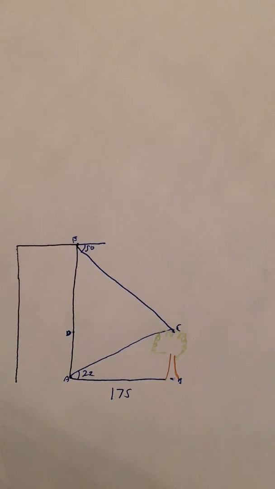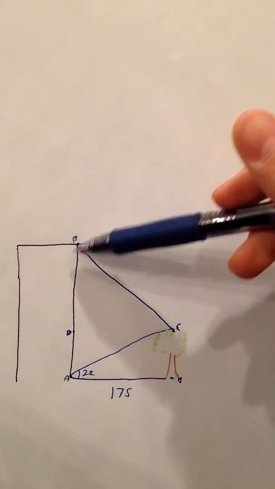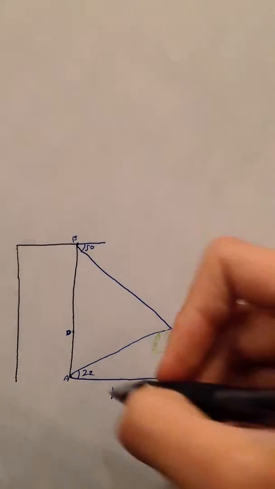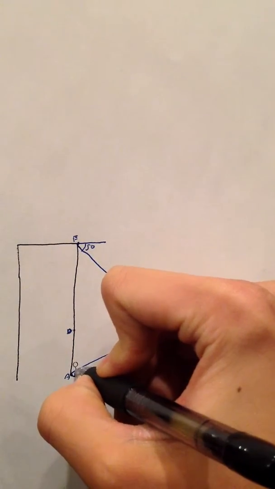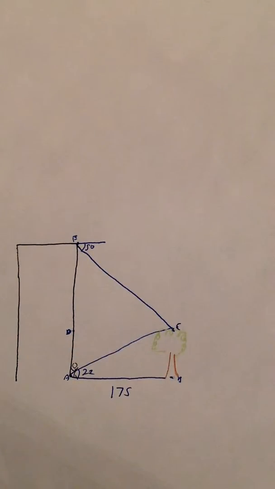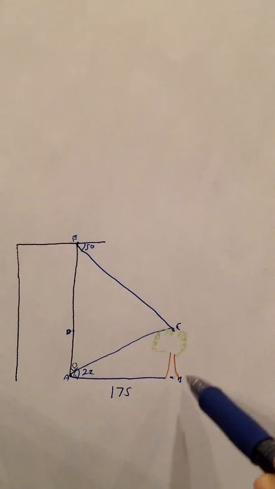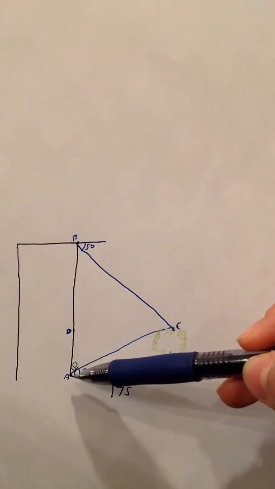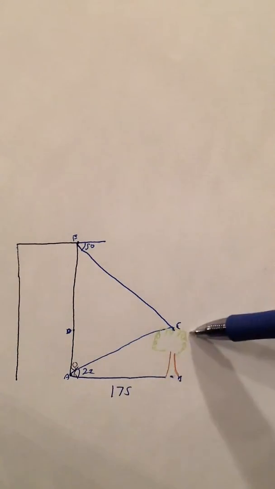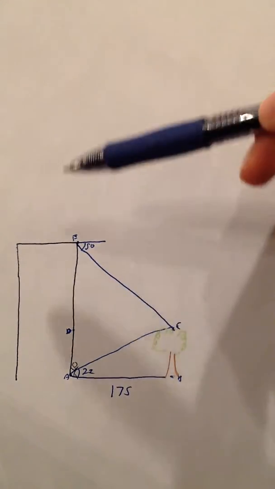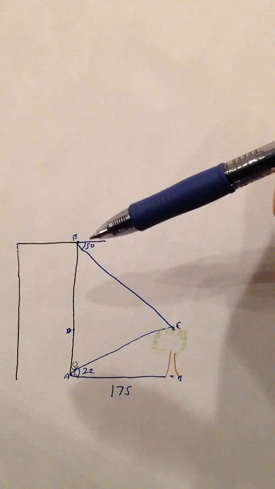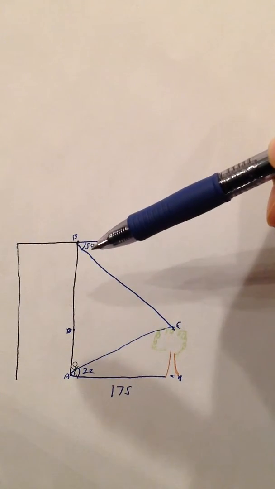The final goal of this problem is to find the height of this building. Now, you are standing at the base of the building, and you're also standing 175 meters away from this tree. To look to the top of this tree from your position, you have to look up at an angle of elevation of 22 degrees. Now from the top of the building to look at the top of the tree, you have to look at an angle of depression of 50 degrees.